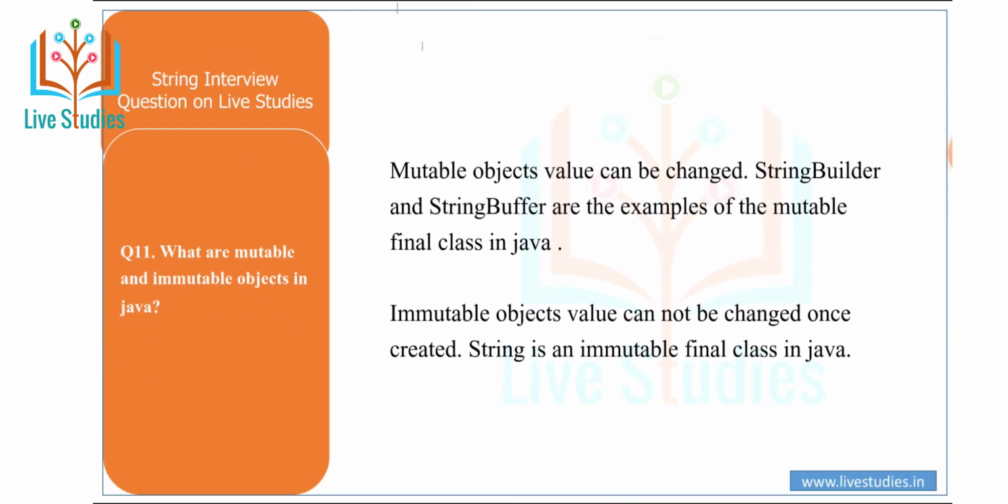Move to another question: what are mutable and immutable objects in Java? For a mutable object, the value can be changed. StringBuffer and StringBuilder are examples of mutable classes in Java. For an immutable object, the value cannot be changed. Once created, String is an immutable final class. I already told you.